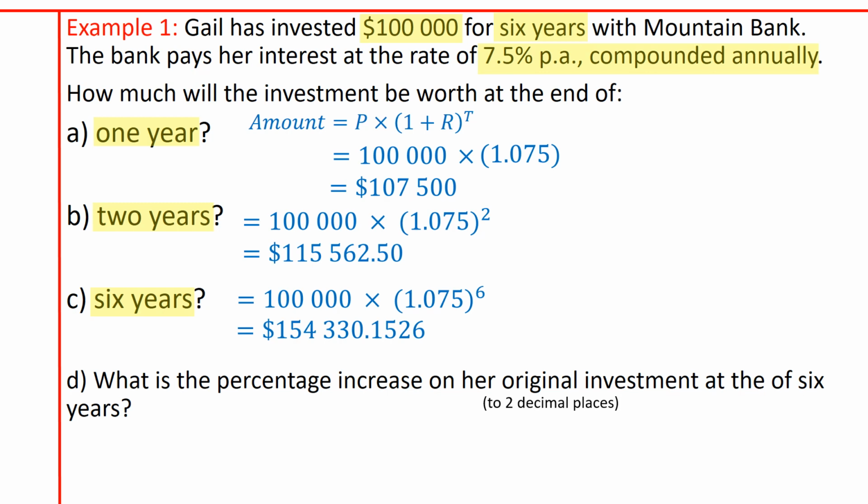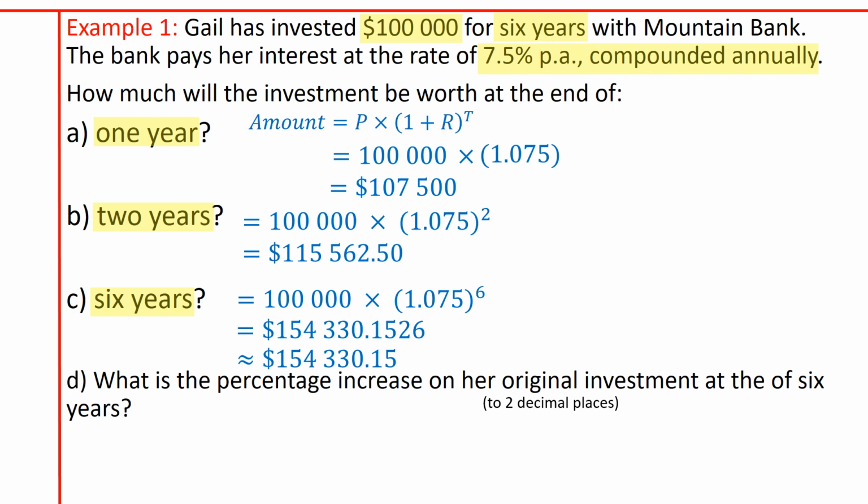And you should have got $154,330.1526. Now, knowing that we're dealing with money here, it doesn't specify how many decimal places to go to, but it makes sense to go to 2. So I'm going to approximate that answer just to those 2 decimal places. So we have 15 cents.